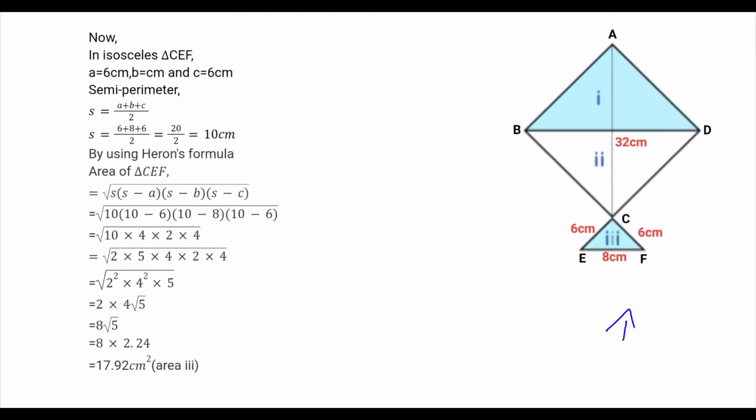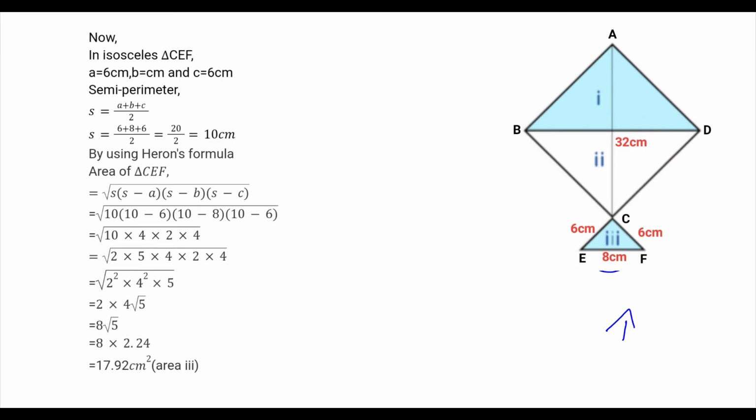I already told you how the sides came. Base given to us, and the two equal sides are 6 and 6. So here, when you look at this triangle CEF, we already know the three sides, which means we just have to find the semi-perimeter. You can see I'm taking this as A, this as B, and this as C. Next we have to find the semi-perimeter, A plus B plus C by 2. If you add all this, 6 plus 8 plus 6, we get 20 by 2. If you divide, we get 10 centimeter.